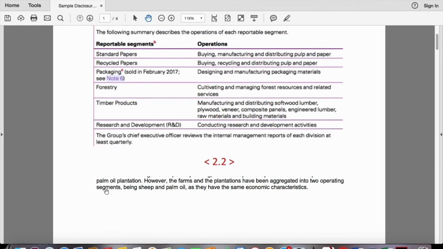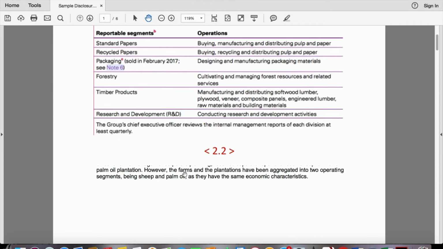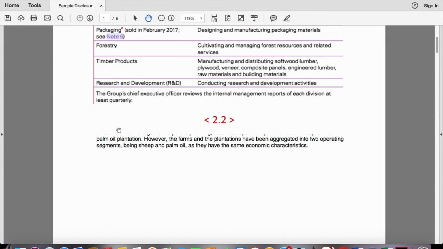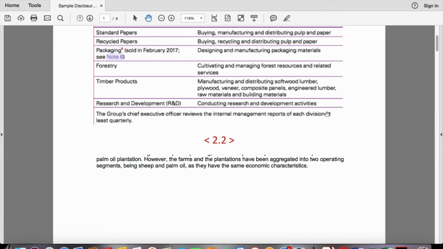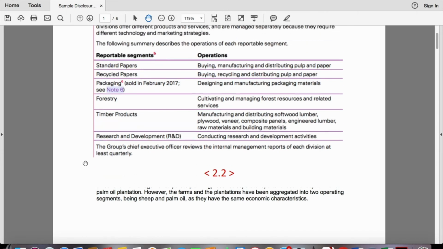Did we add any aggregations? It deals with 2.22. This is another disclosure. However, the farm and plantations have been aggregated into two operating segments, being sheep and palm oil, and they have the same economic characteristics. So these are not the same entity I'm talking about. This is basically an illustration of the disclosure. If you are combining two operating segments to report them together, providing a disclosure like this would suffice.